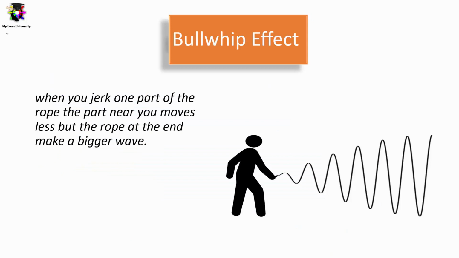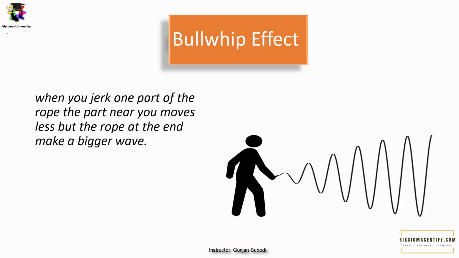You might have seen or experienced while playing with a rope that when you jerk one part of the rope, the part near you moves less but the rope at the end makes a bigger wave. This is called bullwhip effect. We have already talked about the bullwhip effect before.